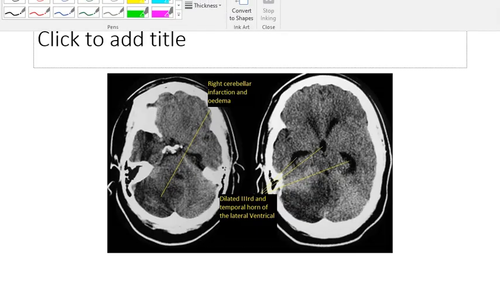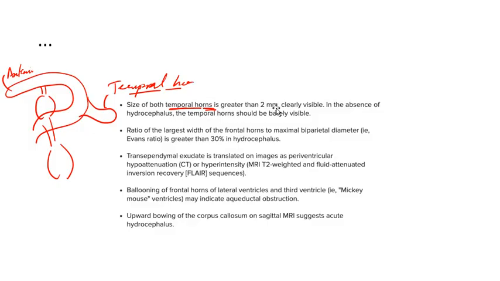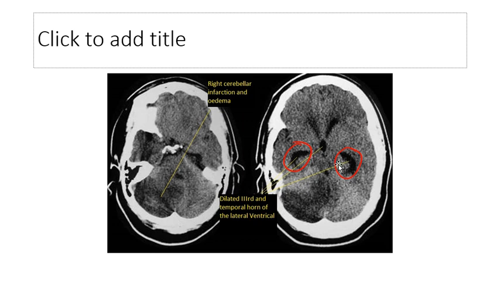Normally on a head CT you are not supposed to see, or barely see, these horns. So the moment you see them, and typically they say greater than 2 millimeters, some say greater than 3 millimeters, you have to strongly think of hydrocephalus.